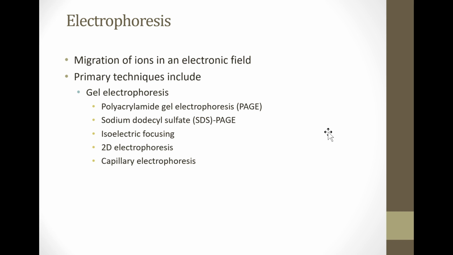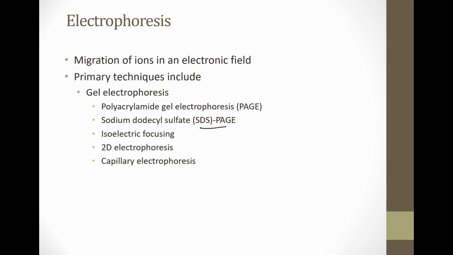So other techniques we use in the analysis and visualization of protein include electrophoresis. And electrophoresis is the migration of anything that has ionic charge in an electric field. So we do it a lot with proteins, we do it with DNA, and we also do it with small organic compounds which carry charge because they're acidic or basic. In proteins, nearly all of the electrophoresis we do is gel electrophoresis. And you'll hear the term SDS-PAGE used a lot in labs.